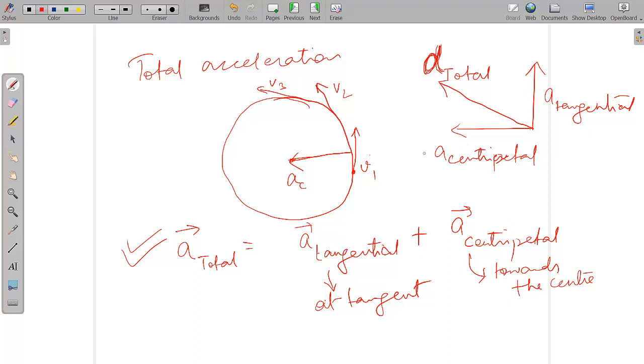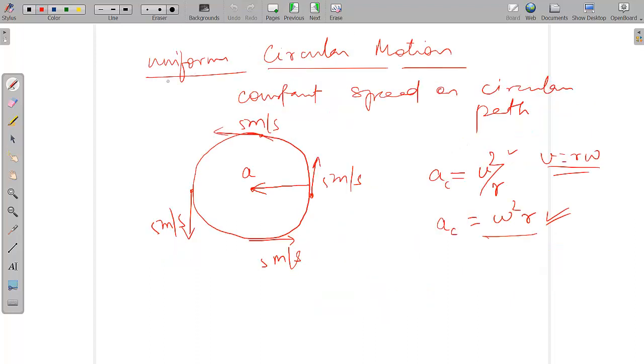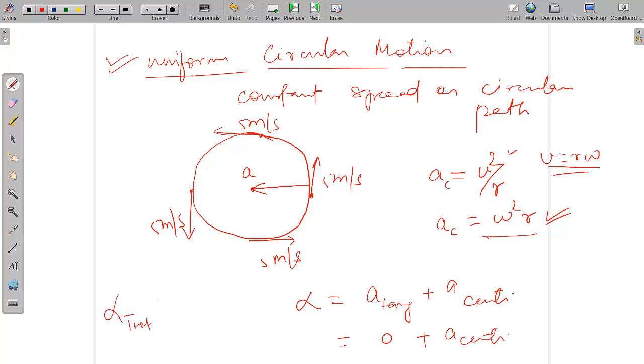For convenience, what we will study now is uniform circular motion, where there is no tangential acceleration. The total acceleration is equal to the tangential plus the centripetal acceleration. So the tangential part will be 0, and there will be a centripetal acceleration only. So the total acceleration in a uniform circular motion will be equal to the centripetal acceleration only. This is the case where tangential acceleration is 0.